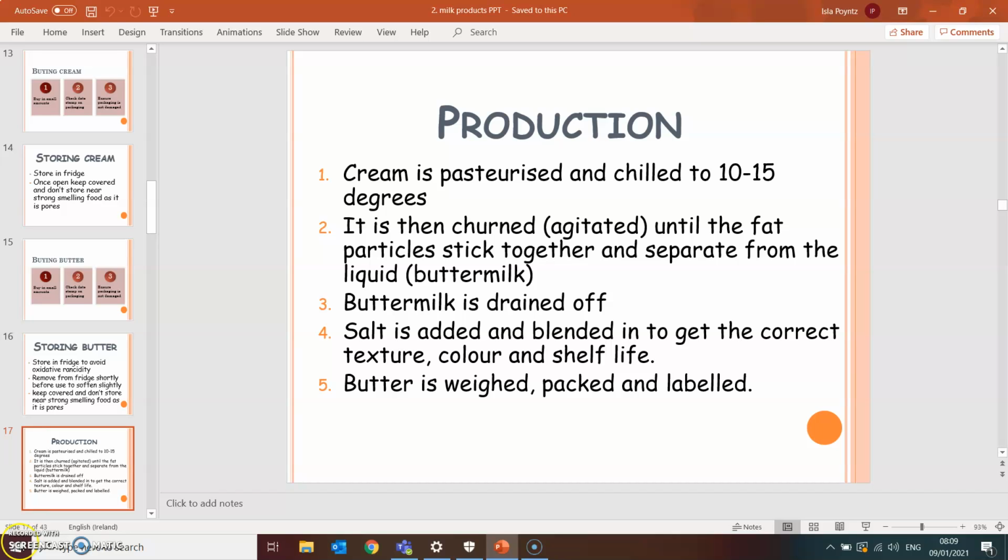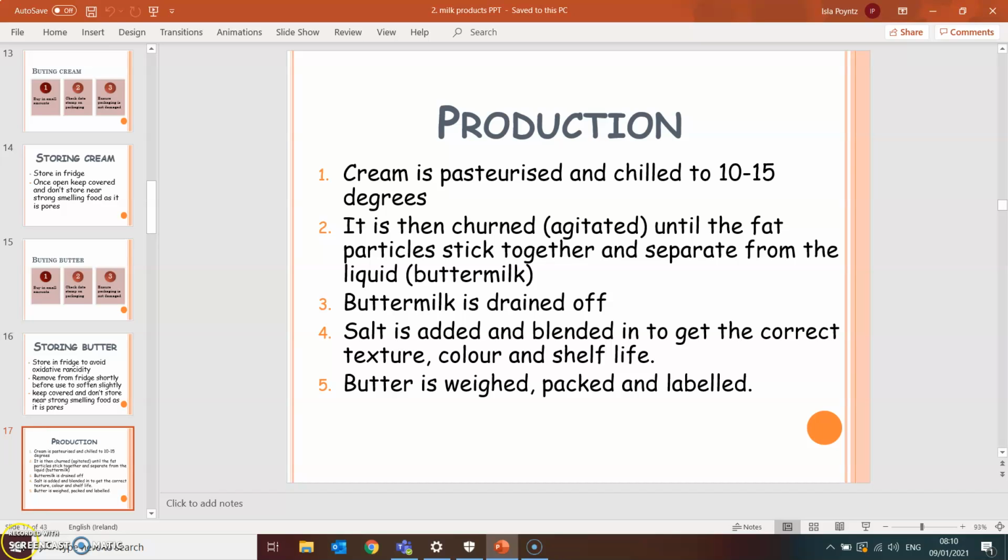Okay? Now, so let's have a look at the production here. So this is a very important aspect. Okay, so cream, so this is our butter here. Cream is pasteurized. Okay, so we know that that's our 72 degrees Celsius for 15 to 25 seconds and it's chilled. It's then churned, so cream is churned.